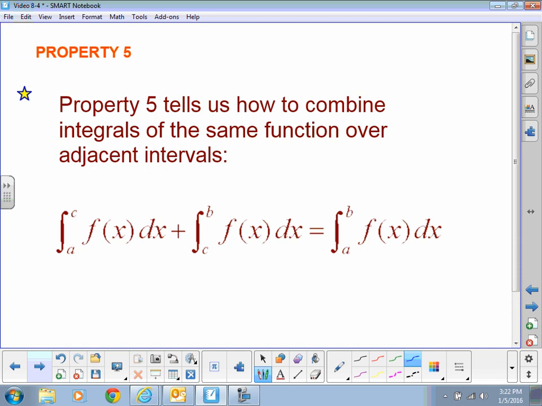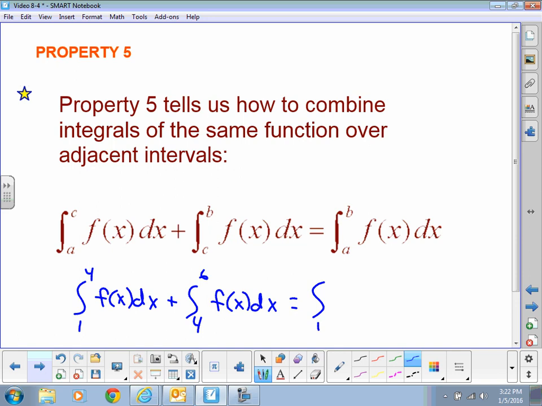Another way we can use these properties is, say you have a big section of graph. Well, you can split it into a left section and a right section, find their areas under the curve for those sections, and then add them together. That's essentially what this is saying. So if we had the integral from, say, 1 to 4 of f of x, plus the integral from 4 to 6 of f of x, that should be the same as if we took the integral from 1 to 6 directly of f of x.